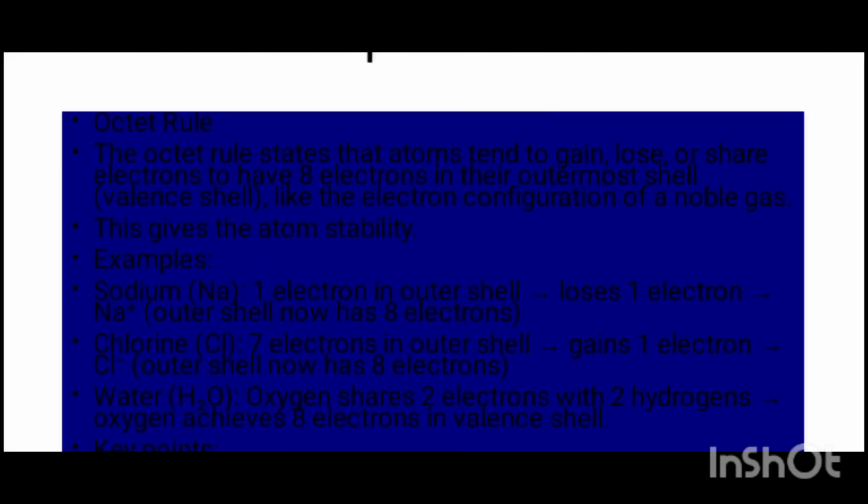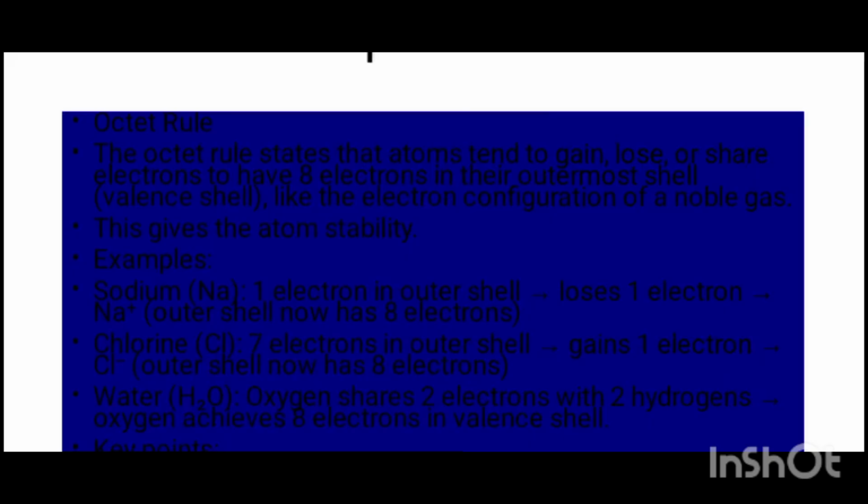The octet rule states that atoms tend to gain, lose or share electrons to have 8 electrons in their outermost shell, the valence shell, like the electronic configuration of a noble gas. This gives the atom stability. For example, sodium, Na, has 1 electron in its outer shell, it loses 1 electron, so Na plus has an outer shell with 8 electrons. Chlorine, Cl, has 7 electrons in its outer shell, so it gains 1 electron, so Cl minus has 8 electrons in its outer shell. Water, H2O: oxygen shares 2 electrons with 2 hydrogen atoms.